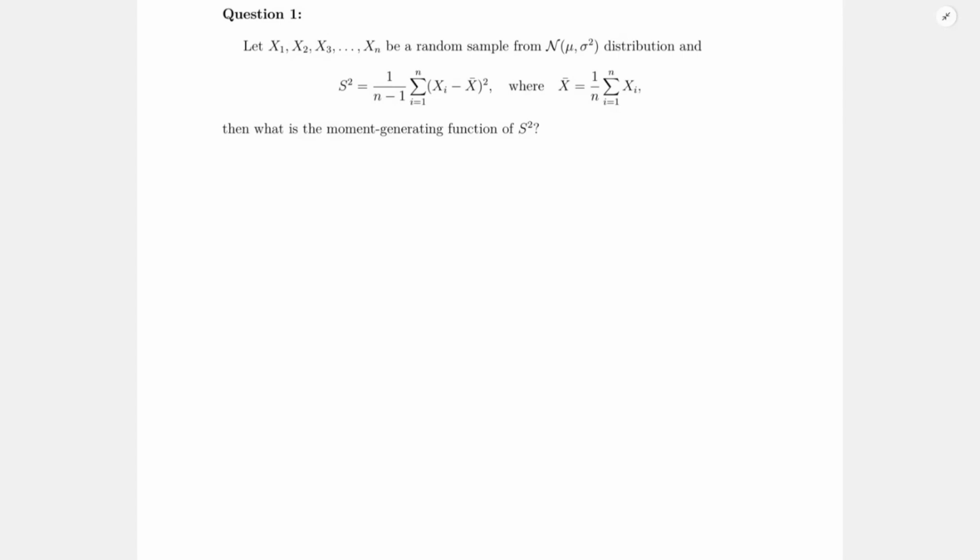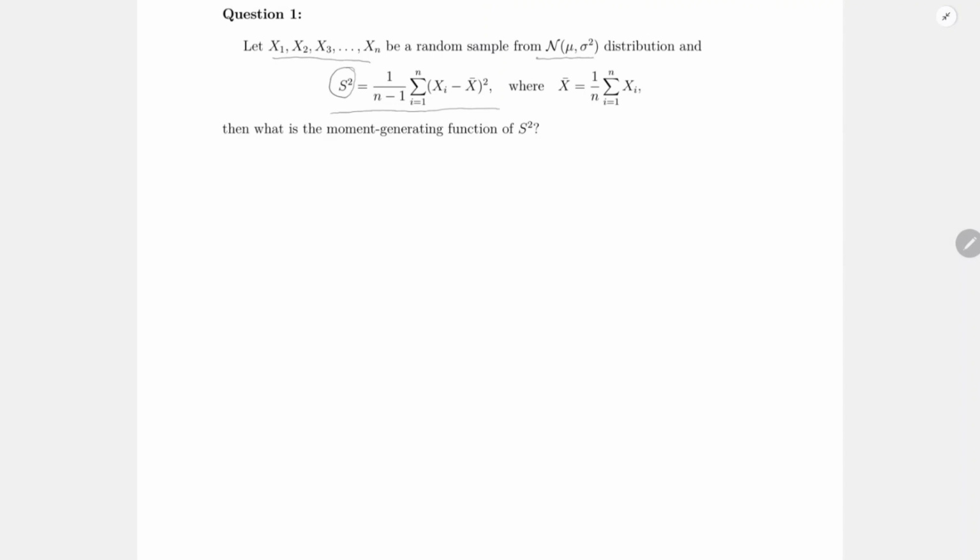The question is saying that let x1, x2, ..., xn be a random sample from normal(mu, sigma square) distribution, and the quantity s square equals 1 upon n minus 1 summation (xi minus x bar) square, where x bar is nothing but the sample mean. Then what is the moment generating function of s square? We are asked to find the moment generating function of s square.